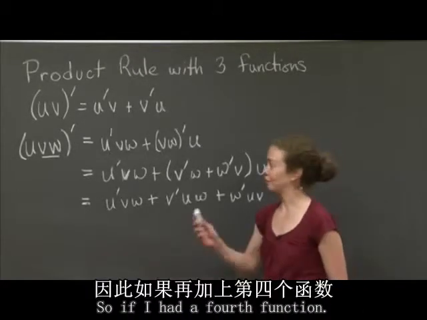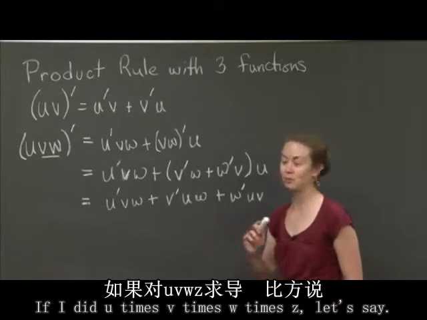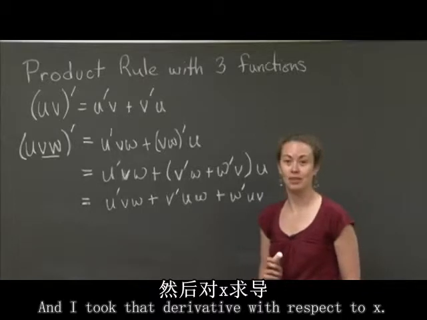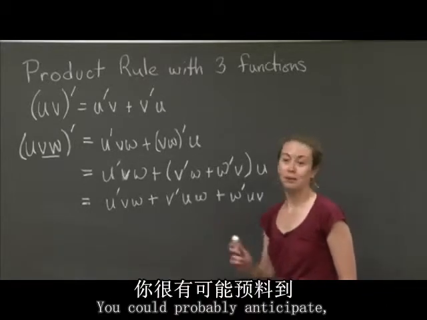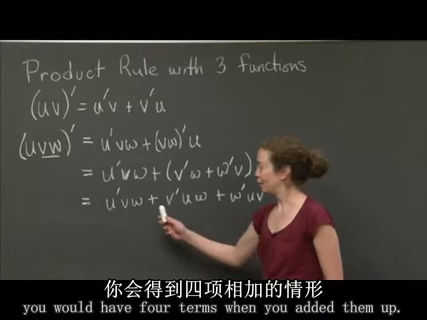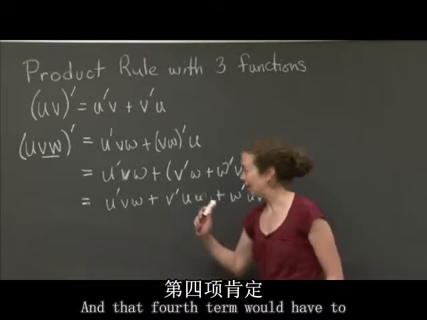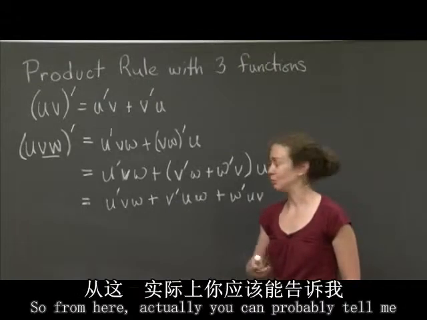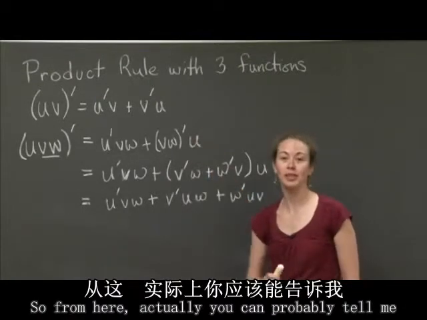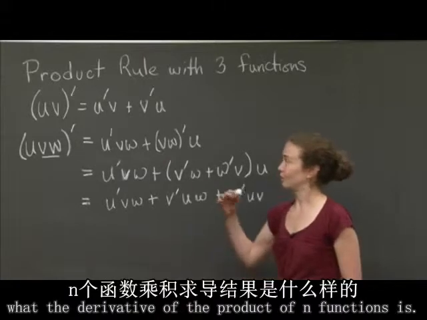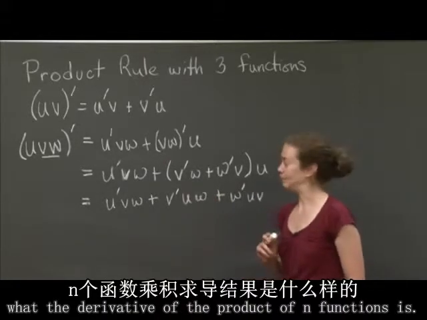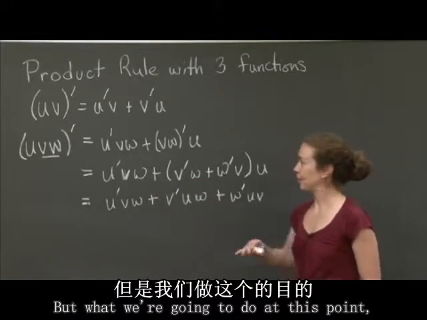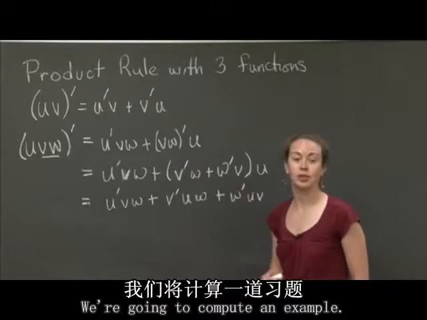So if I had a fourth function, if I did u times v times w times z, let's say, and I took that derivative with respect to x, you could probably anticipate you would have four terms when you added them up. And that fourth term would have to include a derivative of the fourth function. So from here, you can probably tell me what the derivative of the product of n functions is. And you could check it using this same kind of rule. But what we're going to do at this point is make sure we understand this. We're going to compute an example.